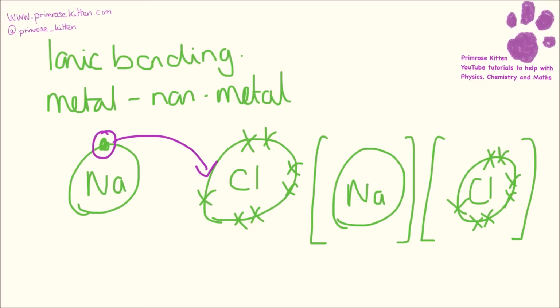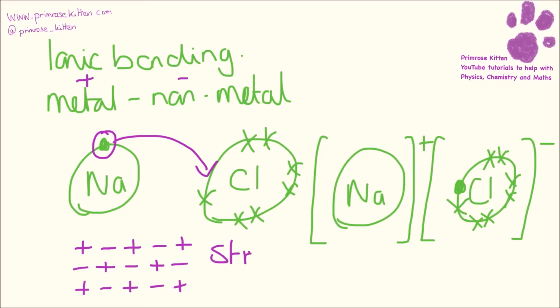Chlorine with its 7 original electrons and then the extra one it has gained from sodium. Now because sodium has lost an electron, it is going to have a positive charge, and because chlorine has gained an electron, it is going to have a negative charge. Metals are going to form positive ions and non-metals are going to form negative ions. And between these positive and these negative ions, they are going to build up this massive, massive lattice, and there are going to be really, really strong bonds in between them. There are very, very strong attractions.